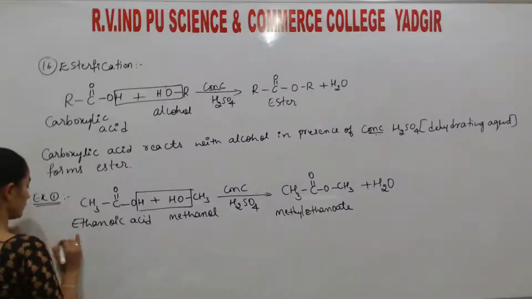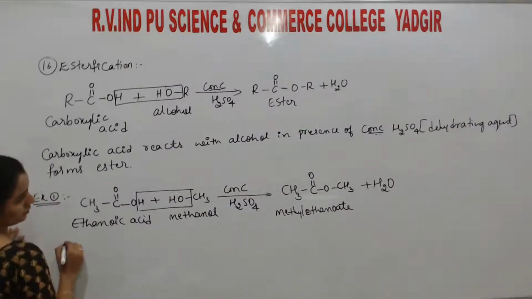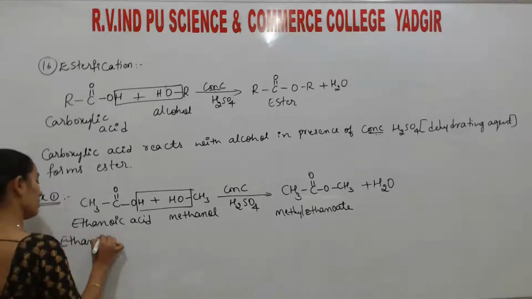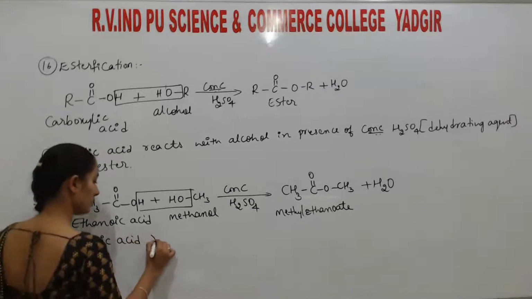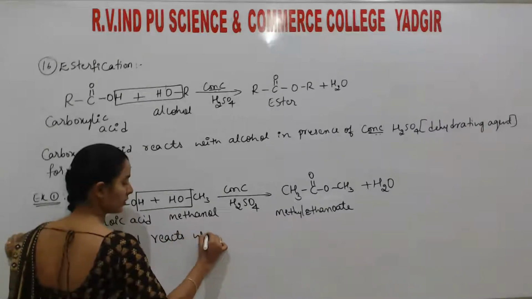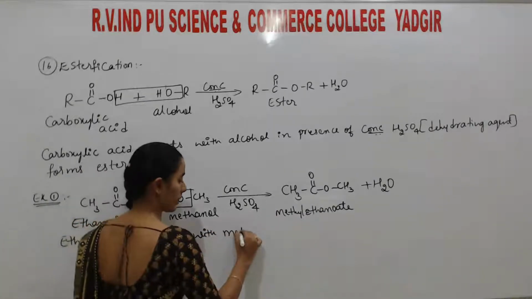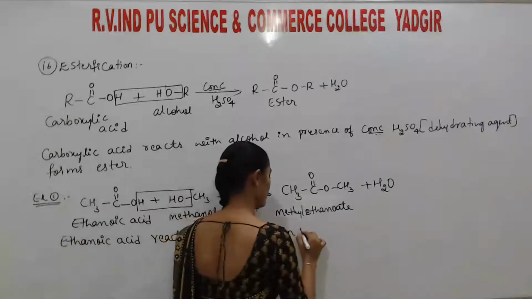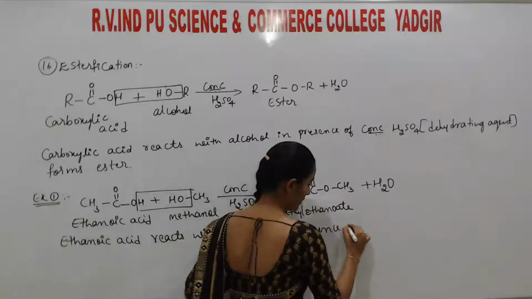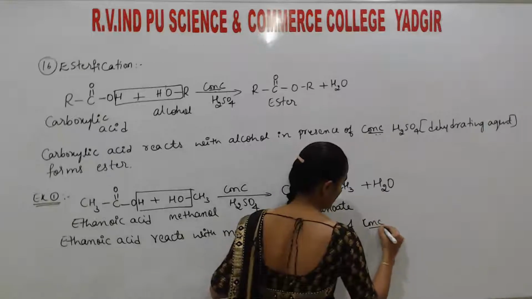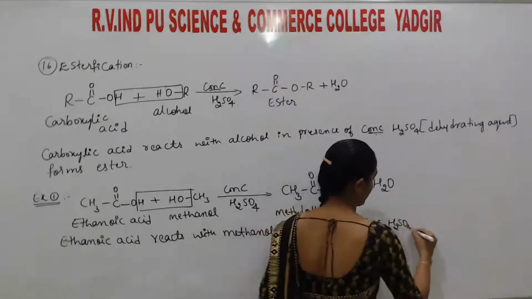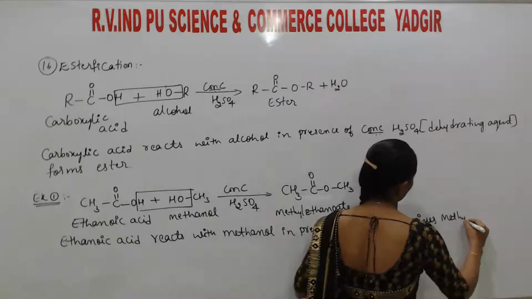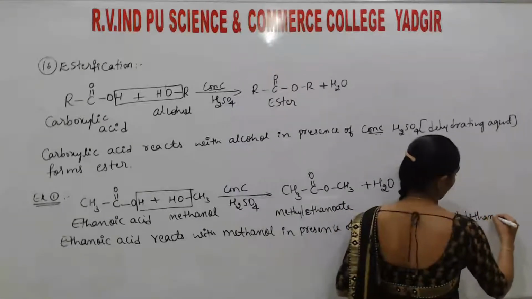Next, here: ethanoic acid reacts with methanol in presence of concentrated H2SO4 and gives methyl ethanoate.